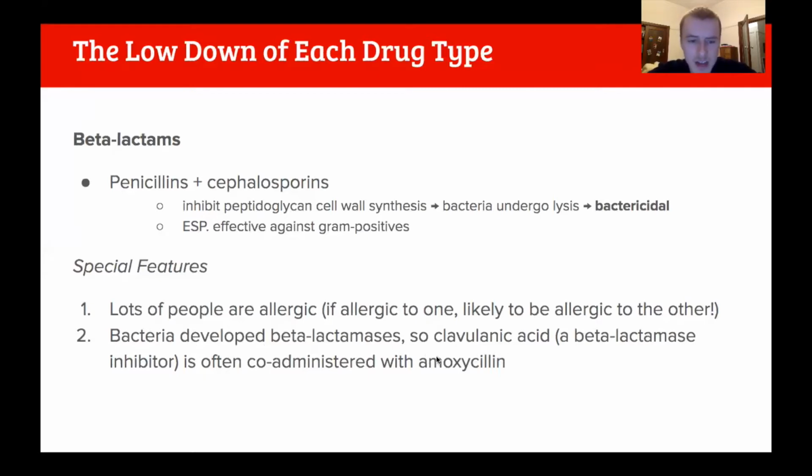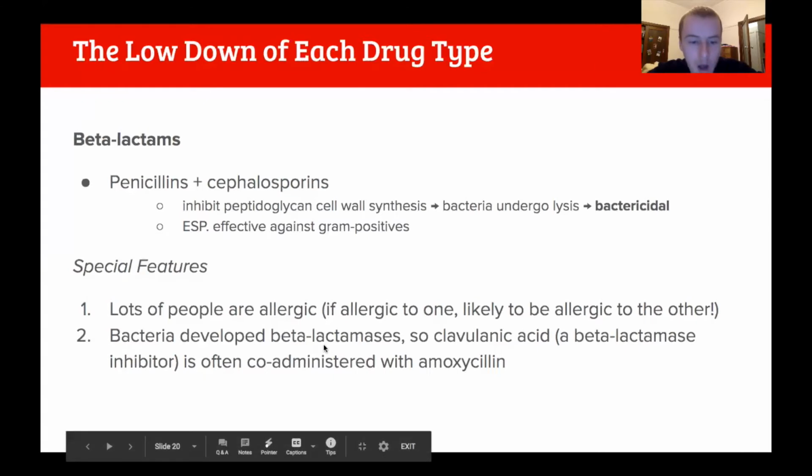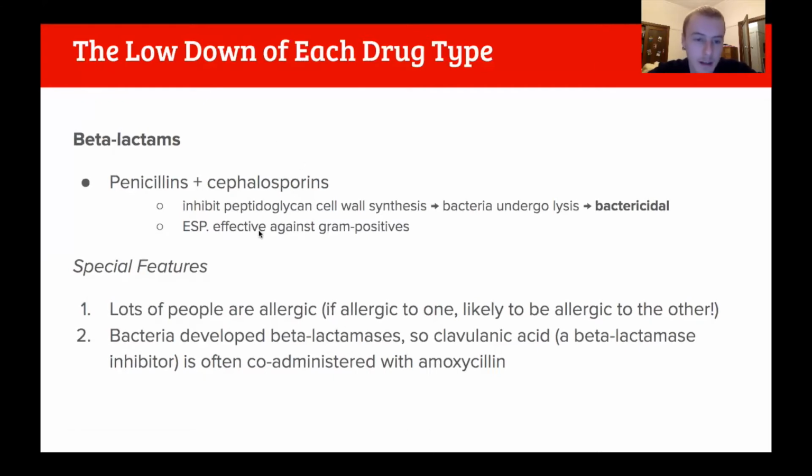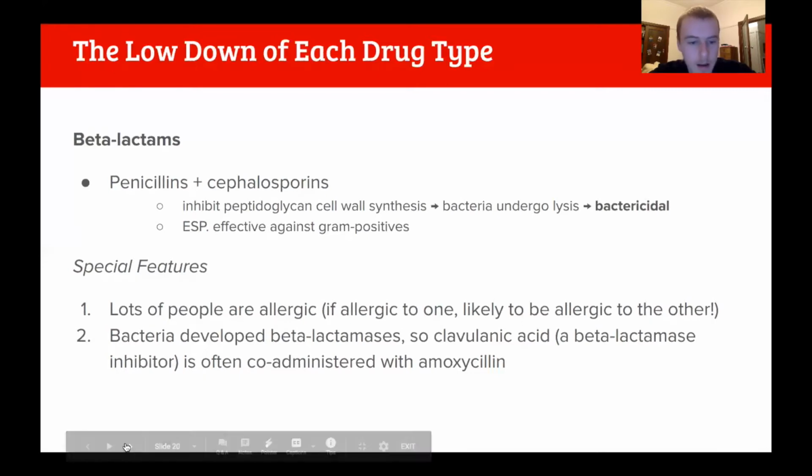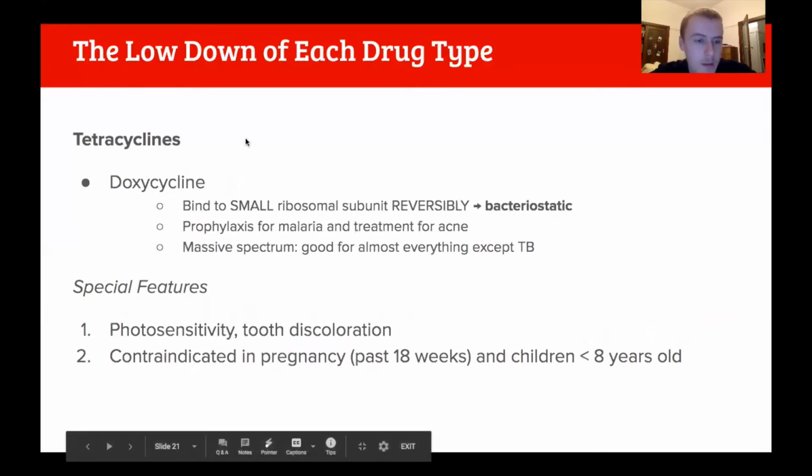Now, as a side note, these guys are often co-administered with this thing called clavulanic acid because bacteria have developed these enzymes called beta-lactamases, which are designed to destroy the antibiotics because they destroy the beta-lactam ring. So clavulanic acid is a beta-lactamase inhibitor. It binds to the bacterial enzyme that breaks down these guys. So the bacterial enzyme can't break down the antibiotics, and now your antibiotic is free to go on and kill the bacteria easily.